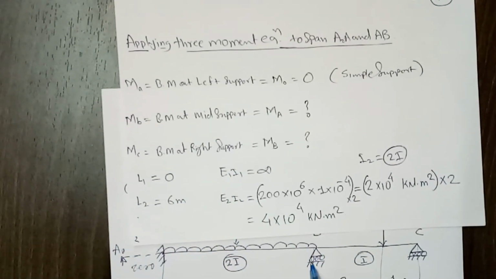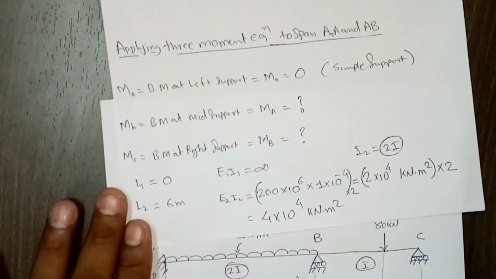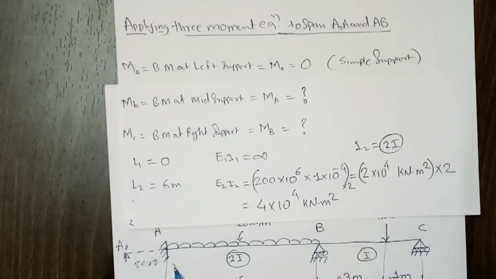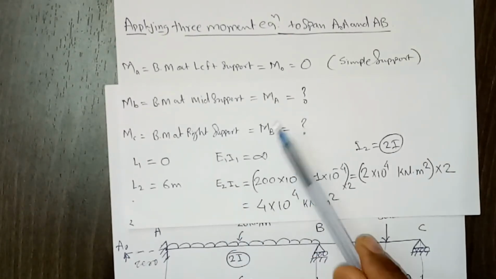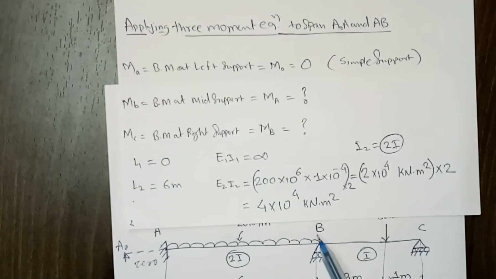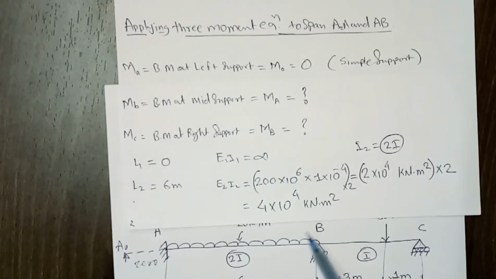Now the right support is the B support, since we are using for this 2 span the 0 length span and then this span, right? So the bending moment at the right support, that means the bending moment at B point, will be M capital B, and that moment is also unknown.